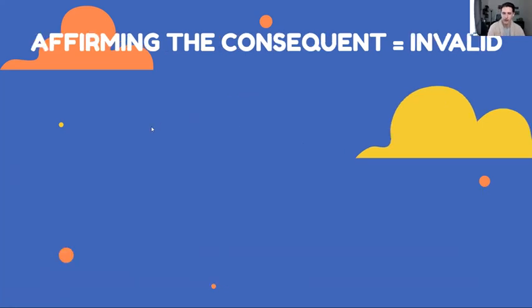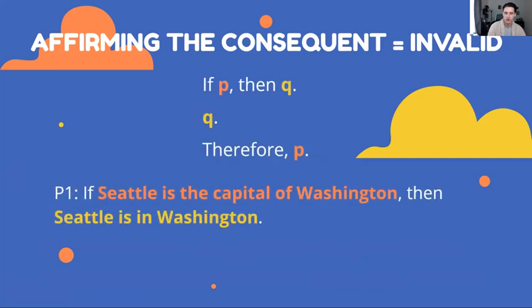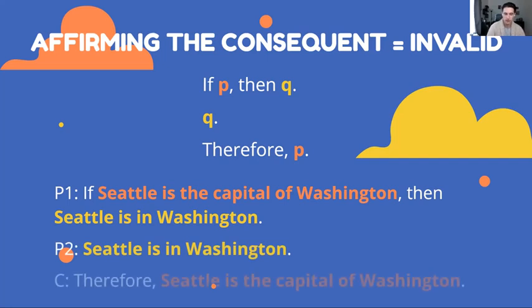Affirming the consequent, also invalid. So this has if P, then Q, Q, therefore P. So here's a good example. If Seattle is the capital of Washington, then Seattle is in Washington. That would make sense, right? If something is a capital of your state, then that place would be a city in your state, obviously. Seattle is in Washington, which is true, right? Therefore, Seattle is the capital, right? Now, there's something wrong with the way this is structured. So premise one says if P, then Q, but just because it's a Q doesn't mean it's a P, right? So this argument form is always invalid.